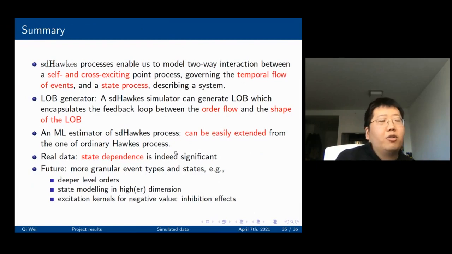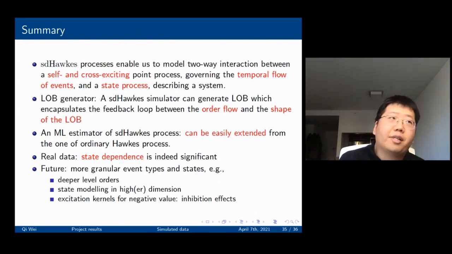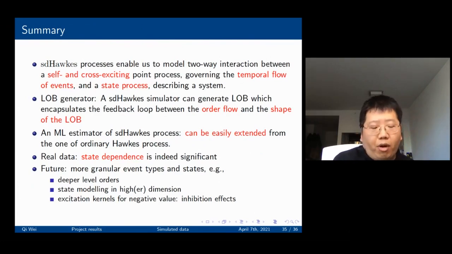And the maximum likelihood estimator of the state-dependent Hawkes process can be easily extended from the MLE of the ordinary Hawkes process. The simulation part we don't have time to discuss today, but if you are interested, we can talk more in the Q&A. On the real data, the state dependency is indeed significant. And some future work we are doing, which is also no secret: more granular event types and states, deeper level orders, state modeling, higher dimension.